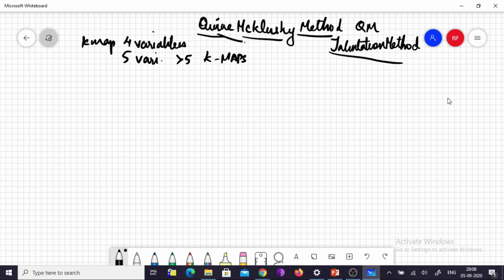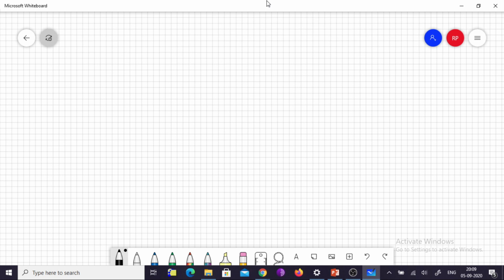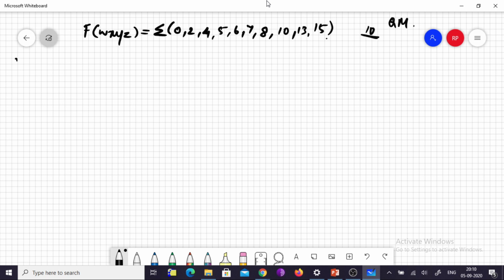So let's get started. Let's say we have a Boolean function f of w, x, y, z given by the sum of minterms 0, 2, 4, 5, 6, 7, 8, 10, 13, and 15. The first step here is to arrange these minterms in ascending order. So let me take each minterm.